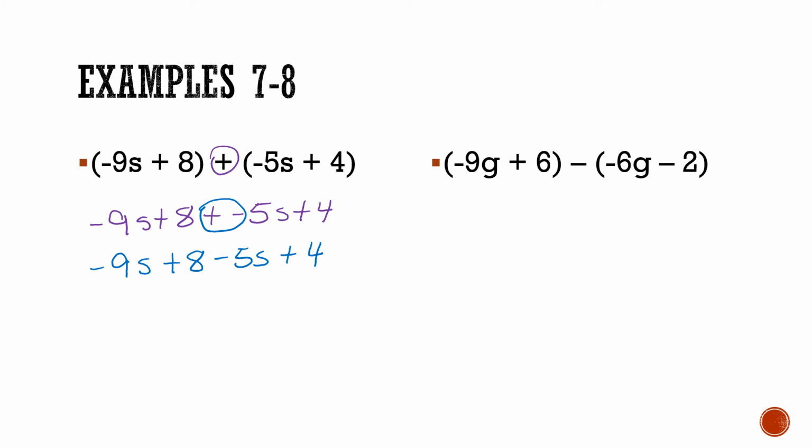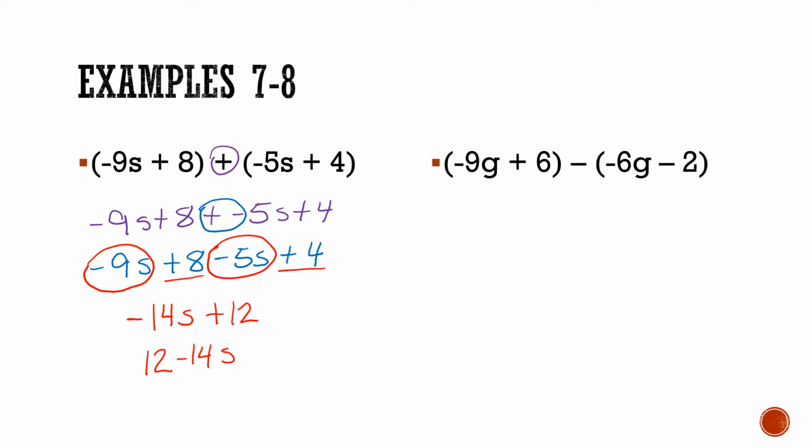So we're going to combine our like terms. So negative 9s and negative 5s. Do you have more negative or more positive? You have more negative. Are you going to add 9 and 5 or subtract 9 and 5? Since they've got the same sign in front of both of them, we add 9 and 5, which is 14. So negative 14s. And then we have positive 8 plus 4. So 8 plus 4 is 12. Or we can write this as 12 minus 14s.